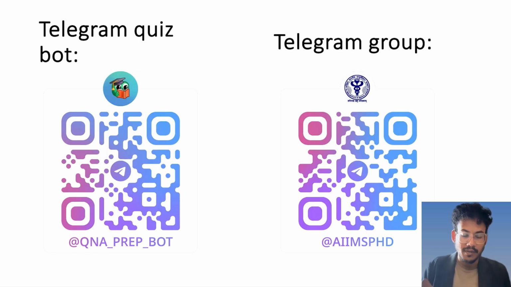So first of all, important things first, scan this QR code, go to the Telegram bot and register yourself and try the previous year questions. You would get to know what kind of questions were asked in the previous year, and it would be a time bound actual examination, so you can get to know how many questions are correct and how many are wrong.